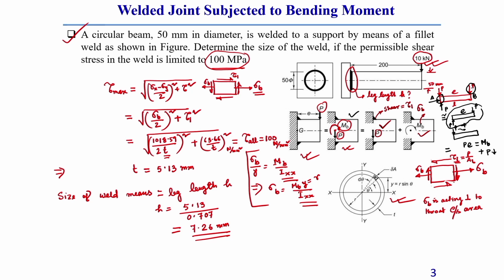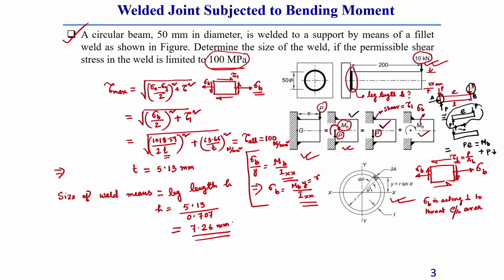But if you take the next full digit number, a little bit higher, then you will be on the safer side. It should not be less than this h value, keep this in mind. So here you can consider h to be approximately 8 millimeter. This is your design size of the weld. This I have already discussed.